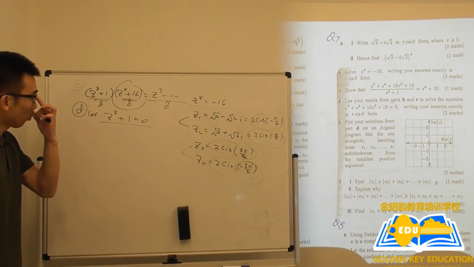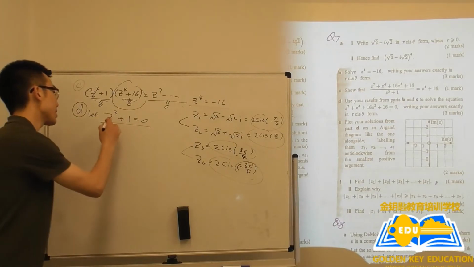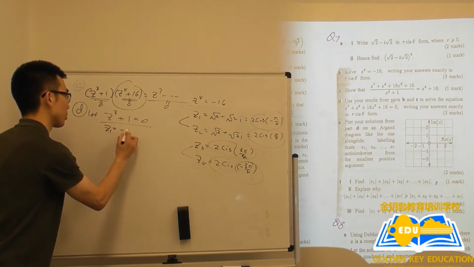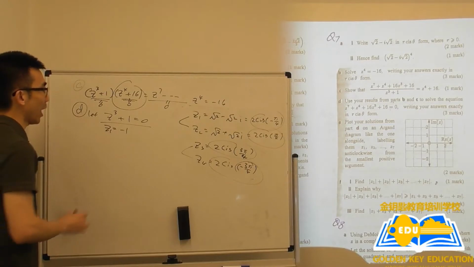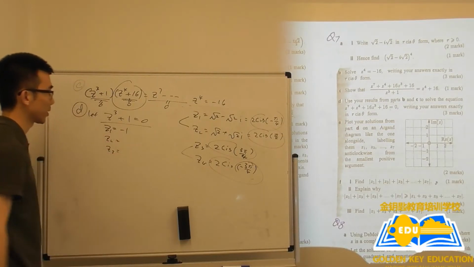Well, we can possibly guess it. One of the solutions must be -1, isn't it? Because (-1)^3 plus 1 must be 0. So I can easily say z1 equals -1. But how can I find z2 and z3?